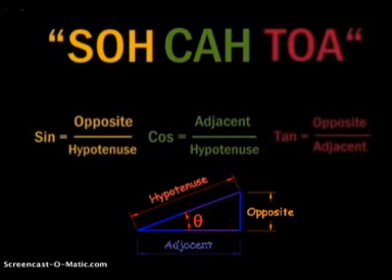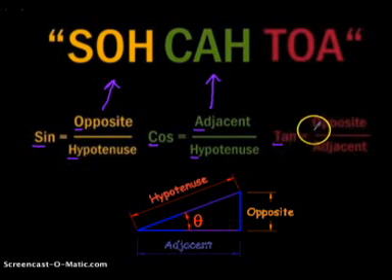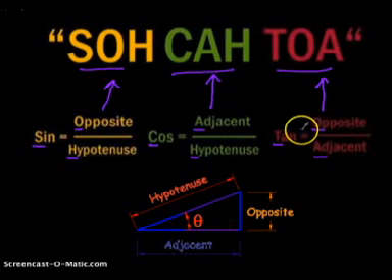This brings us to SOHCAHTOA. SOH stands for sine equals the opposite over the hypotenuse. CAH: cosine is the adjacent over the hypotenuse. And TOA: tangent is the opposite over the adjacent. So if you remember this SOHCAHTOA word, you'll always remember the ratios of these different sides.